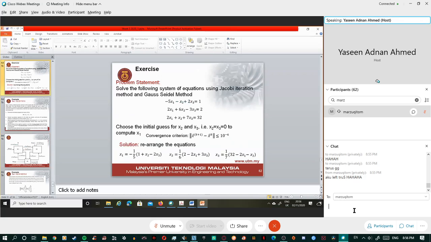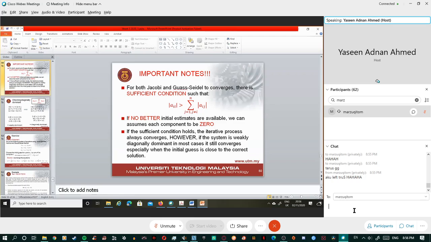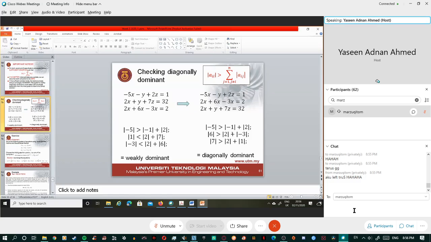So the condition tells us when it will converge and when it will not converge. Sometimes it's asked like that. If no better initial estimates are available, it means that if you have diagonal dominance, it will converge. If it is not diagonally dominant, there is no guarantee that convergence will occur. So you have to keep that in mind.